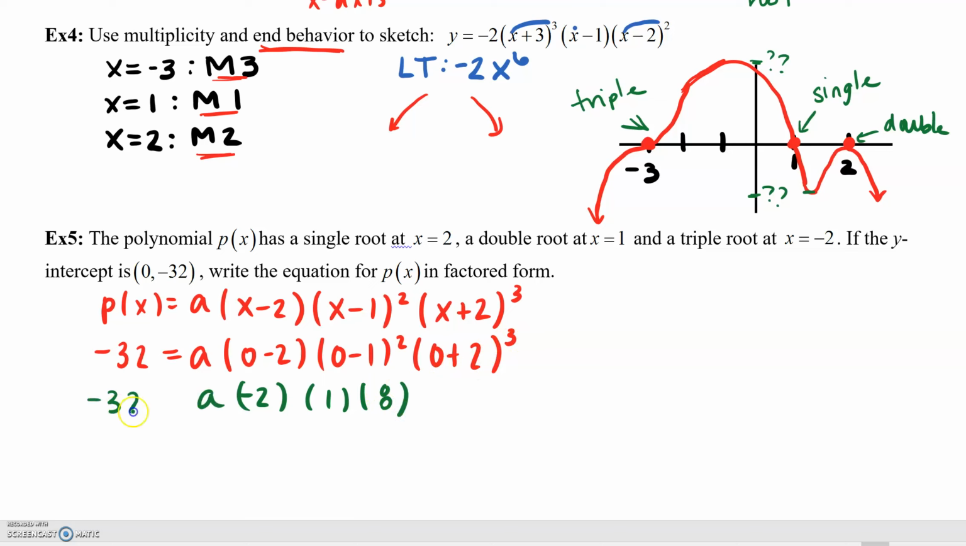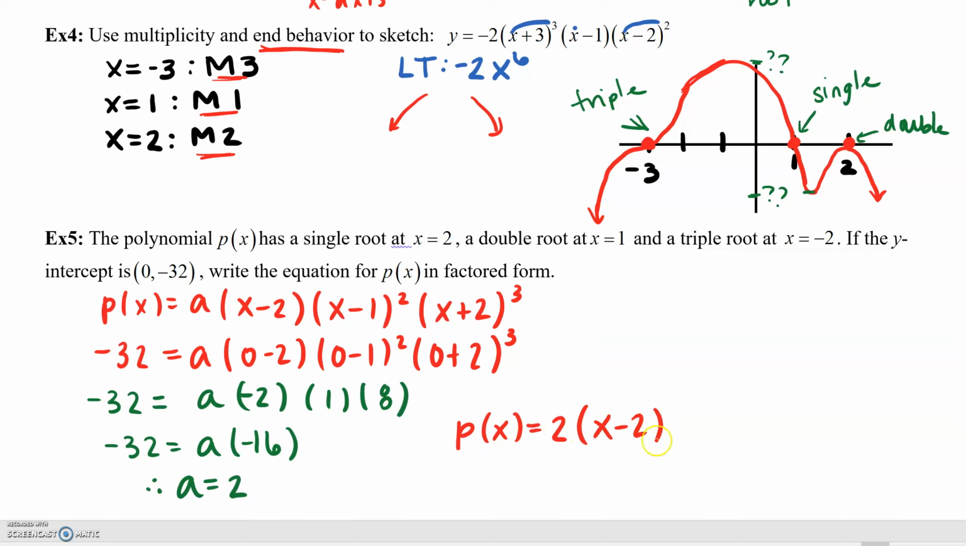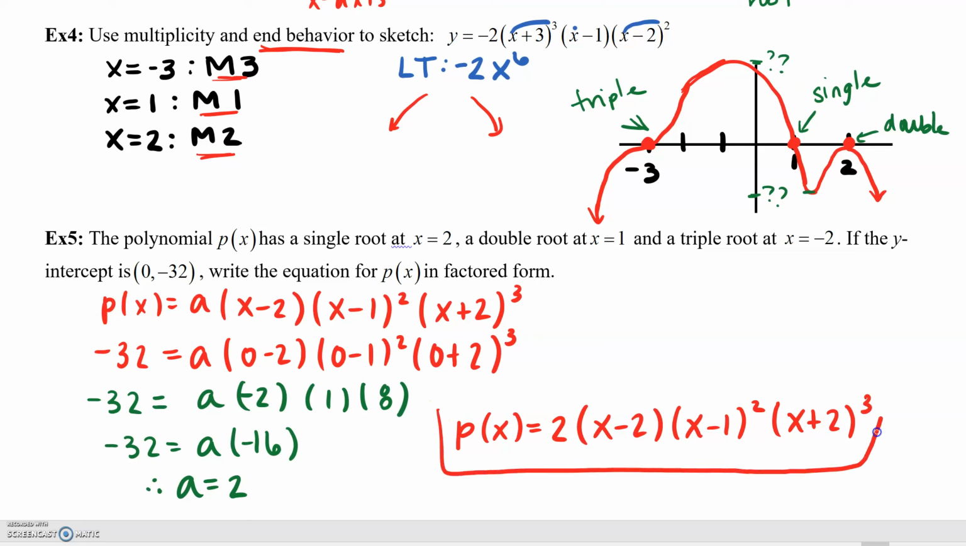Now all of these things are still being multiplied. So if I multiply them together, I get a times -16. If I divide both sides by -16, I get that a was 2. My final step is to go back and write p of x with the a that I just found. I'm going to keep it in factored form, although it is okay if you keep the multiplicities on top rather than writing them all the way out. So now you've written an equation with multiplicities in factored form.